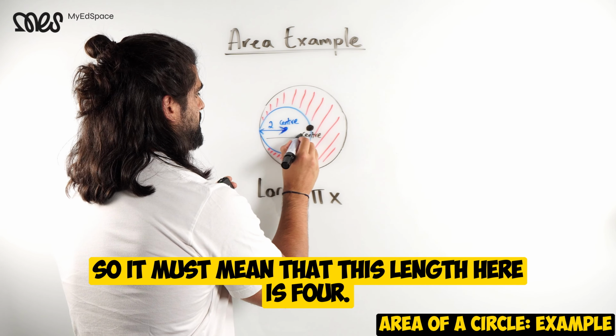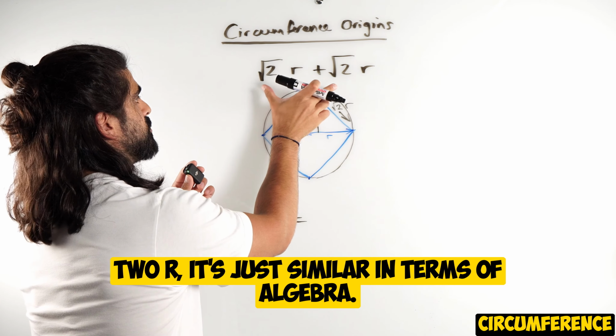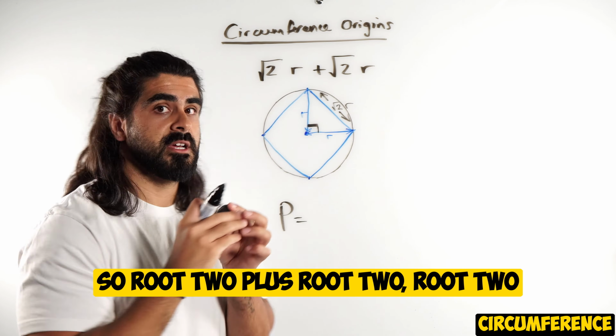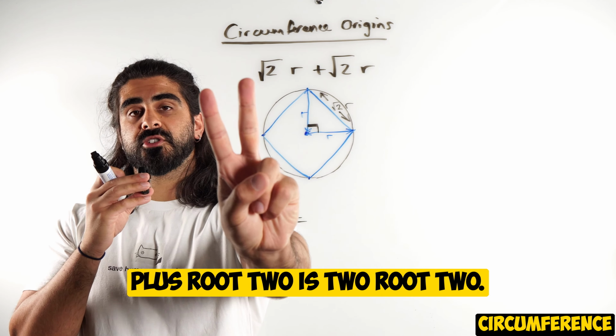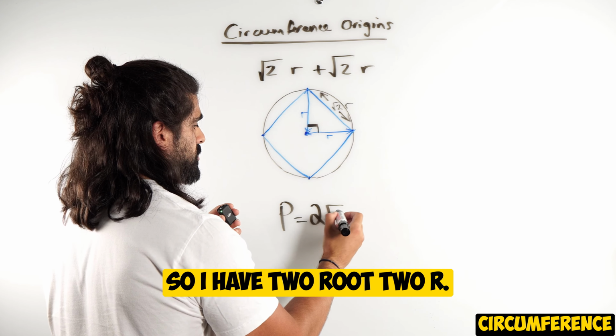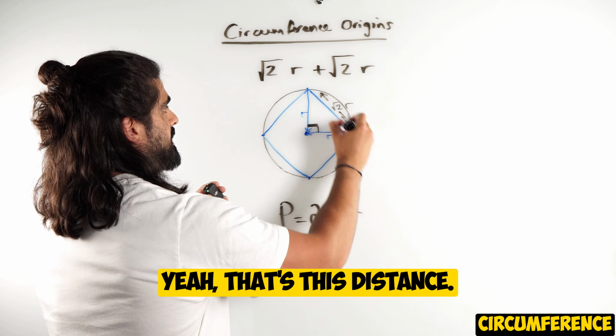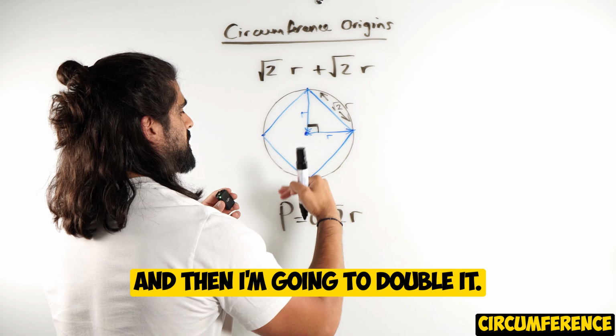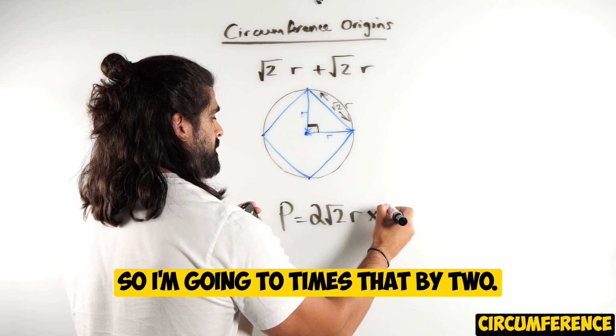So my perimeter of my square, and I'm going to write this in a specific way because you'll see why, is root 2r plus root 2r. Now what is that? It's just similar in terms of algebra. So root 2 plus root 2 is 2 root 2. So I have 2 root 2r. Yeah, that's this distance. And then I'm going to double it, so I'm going to times that by 2.